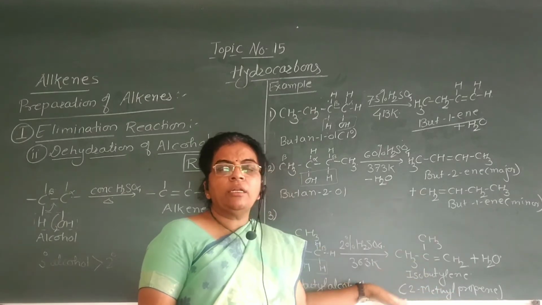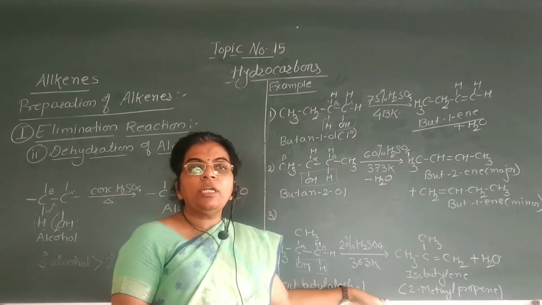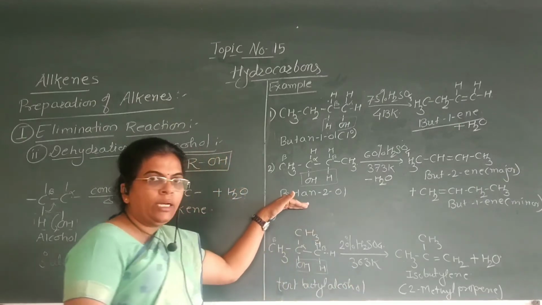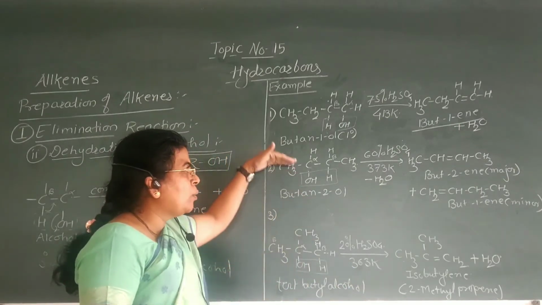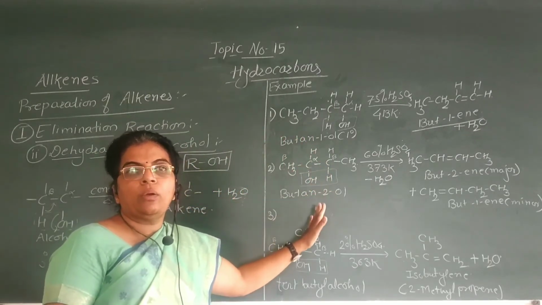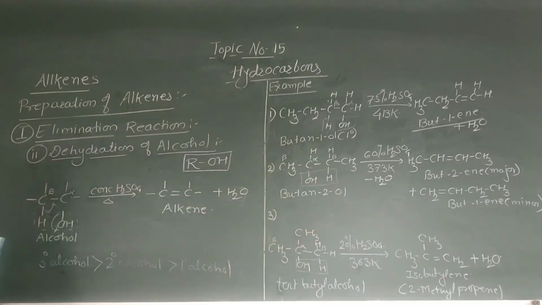From this reaction we can say that tertiary alcohols undergo dehydration more easily than secondary alcohols, and secondary alcohols undergo dehydration more easily than primary alcohols. In this way, when alcohols undergo dehydration in the presence of a dehydrating agent like concentrated H2SO4, they give the corresponding alkene by alpha beta elimination reaction.